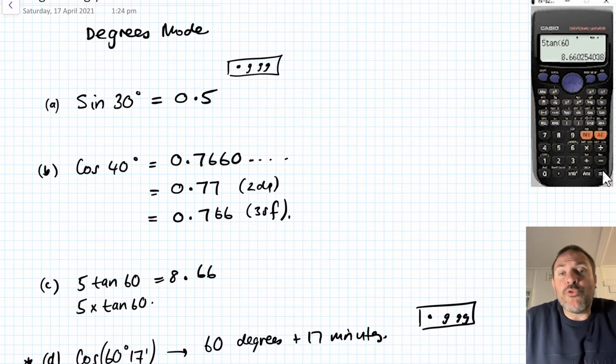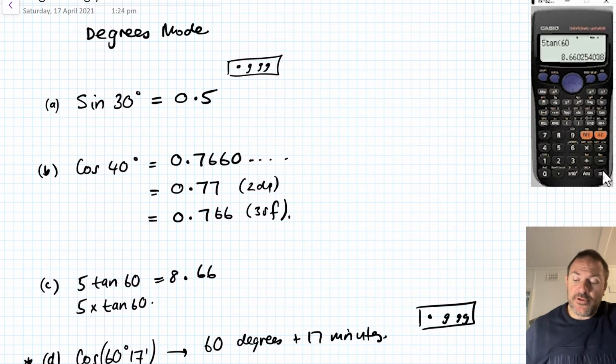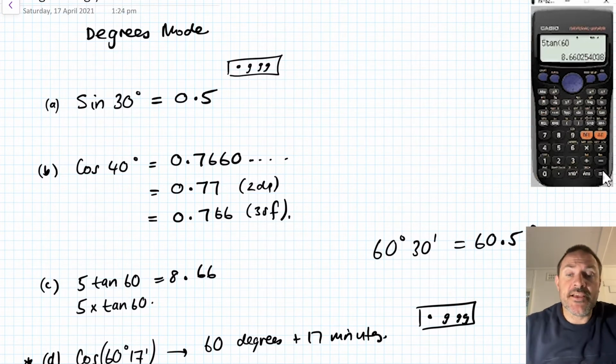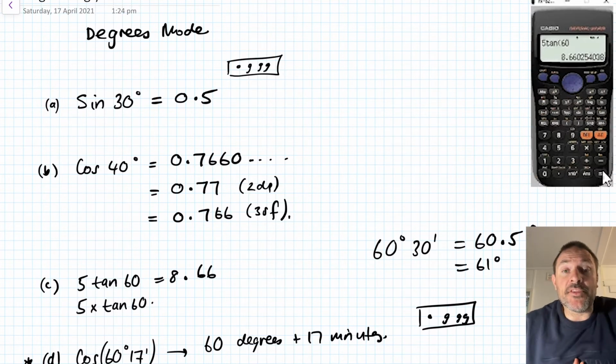The same rounding would apply. For example, if you had 60 degrees and 30 minutes, that would be the same as 60.5 degrees. That's because 30 minutes is half of a degree, which is really important, because if I wanted to round that up to the nearest degree, that would of course be 61 degrees. So again, for the 5.3 boys, that becomes a bit more challenging.